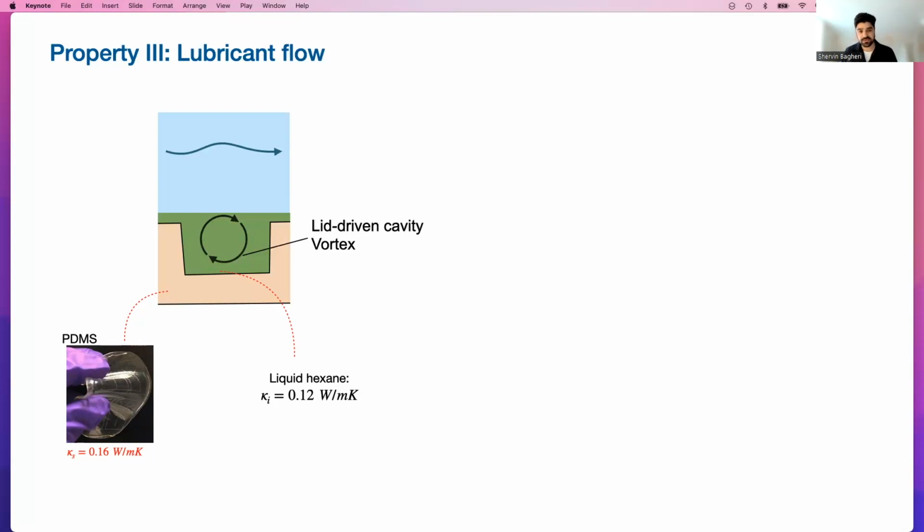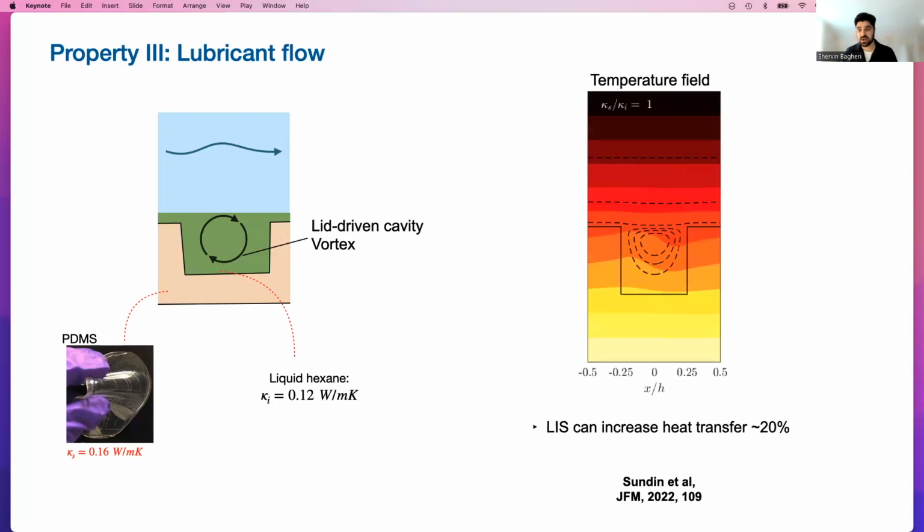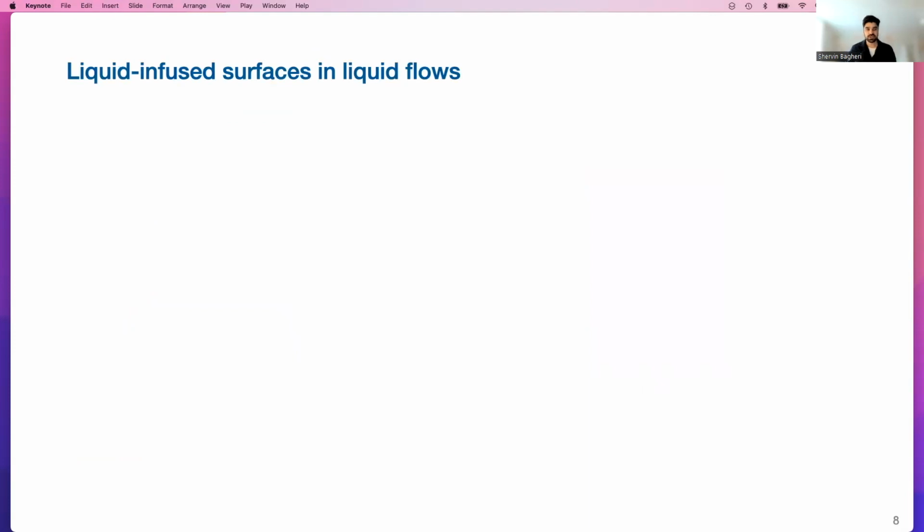So when we have such systems, we can actually enhance heat transfer from the surface to the bulk of the water significantly, up to 20%, because we create a mixing and a movement inside these cavities. So this is a third property of these surfaces. Right, so this is actually a rather short introduction to how the surfaces work and why they are interesting.